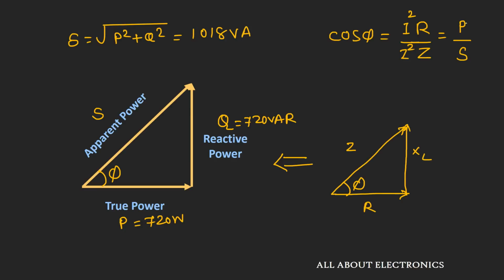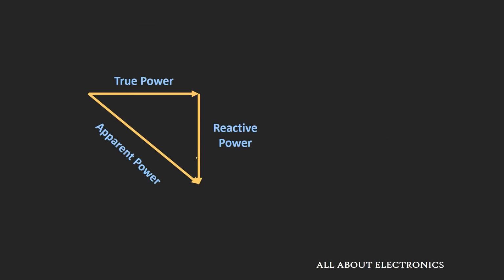So the ratio of true power over apparent power is nothing but the power factor of the system or circuit. This power factor is also denoted by cos phi, where phi is the angle between the voltage and the current. So far we had assumed that this reactive element is purely inductive, but if we have a capacitive reactance, then this power triangle will look like this. In any case, the power factor will be equal to cos phi.